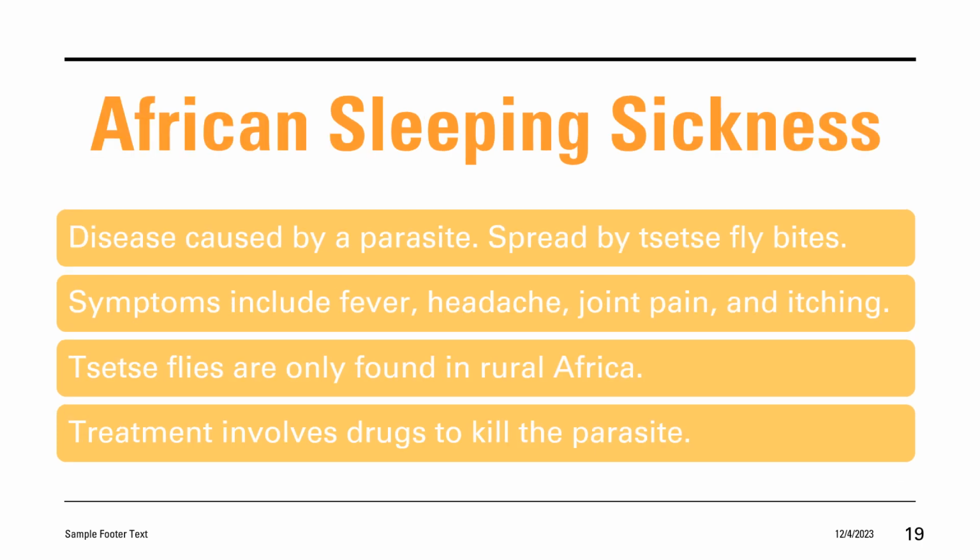Next, we have the African sleeping sickness. So, this disease is actually caused by a parasite, and it's spread by the tsetse, not sure if I pronounced that right, fly bites. Symptoms include a fever, headache, joint pain, and itching. So these tsetse flies are only actually found in rural Africa. And treatment involves drugs to kill the parasite.